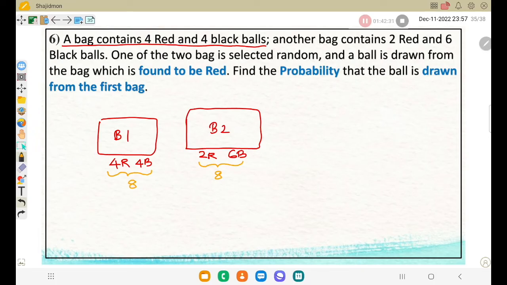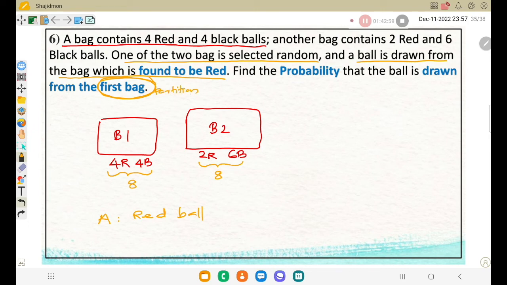Now what we need to do: one of the 2 bags is selected at random, and a ball is drawn from the bag which is found to be a red ball, okay, we got a red ball. So A means what we need to take? Red ball, correct? Red ball. So find the probability that the ball was drawn from the first bag, means partition, correct?